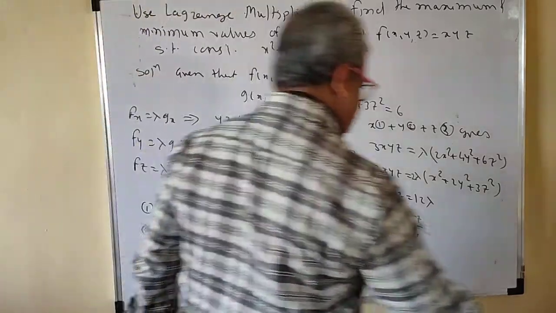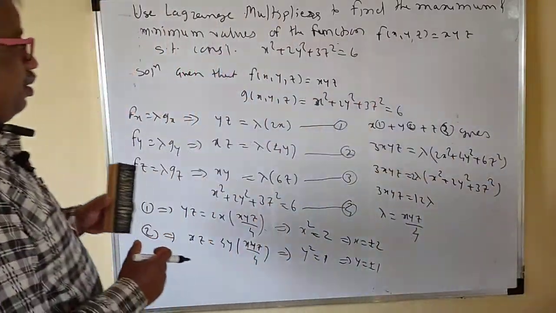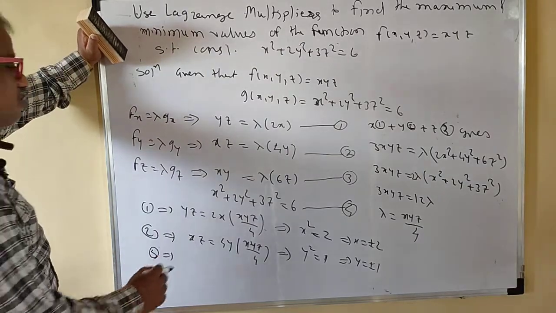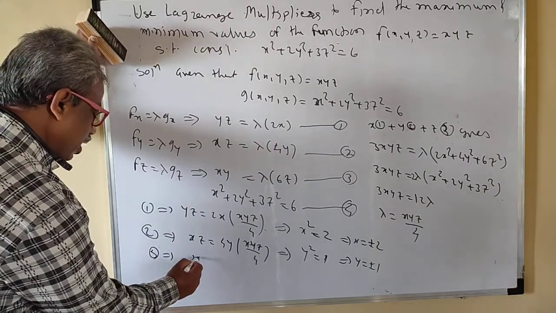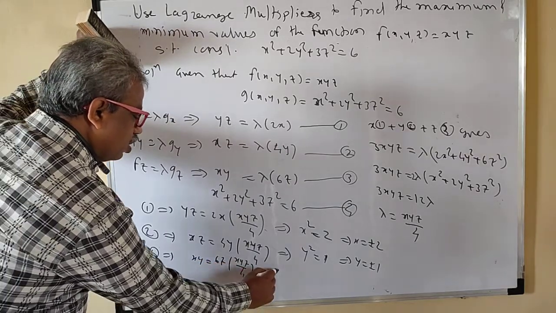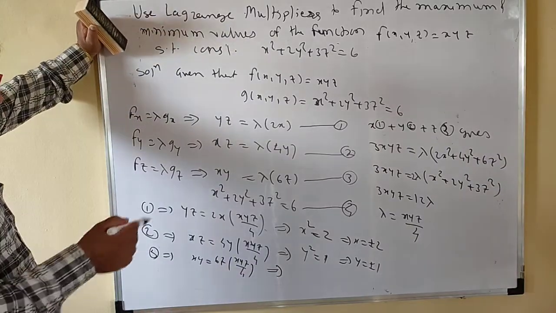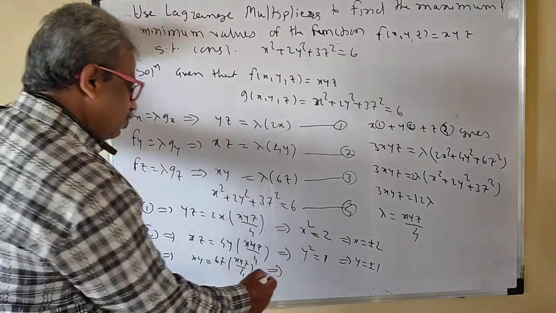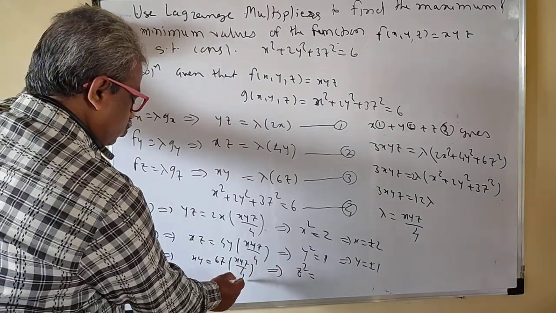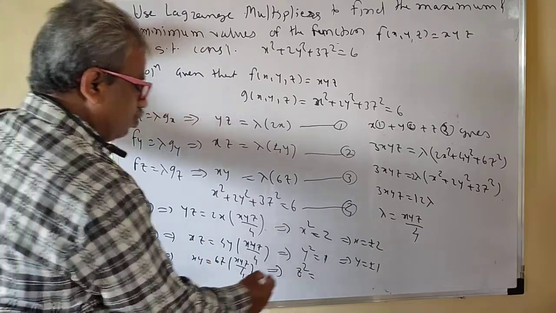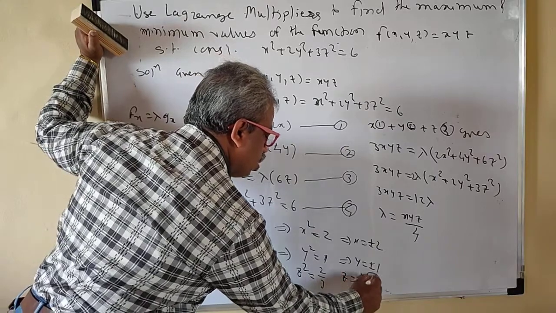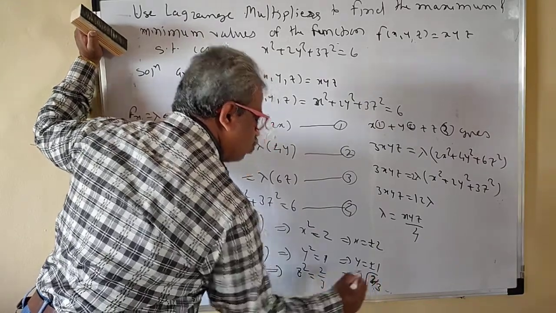Again, I put 3. So 3 implies xy is equal to 6z into xyz upon 4. This implies that, now see, your xy gets cancelled. So z square is equal to 6 by 4, so this is 3 by 2. So this is 2 by 3. Then z is equal to plus or minus root of 2 by 3.